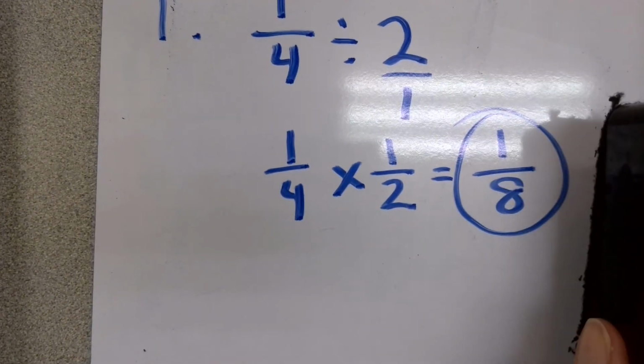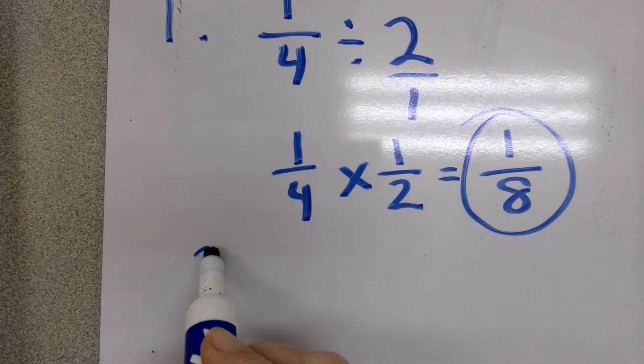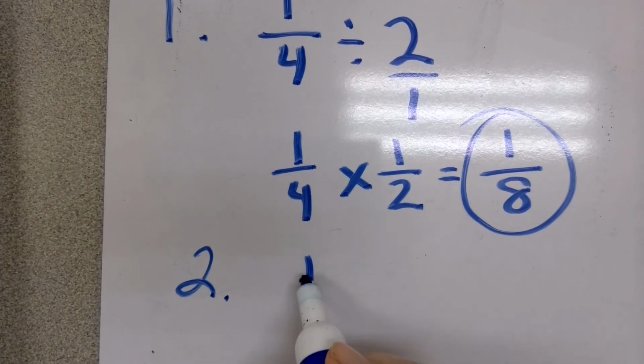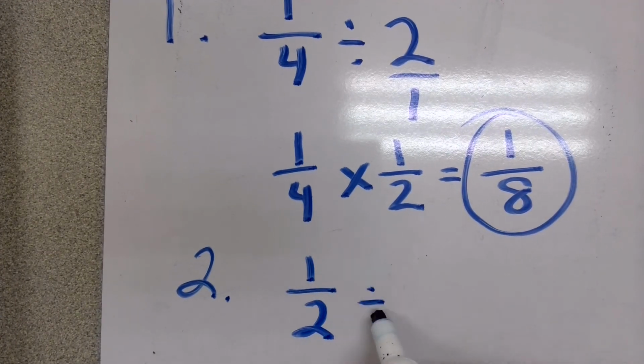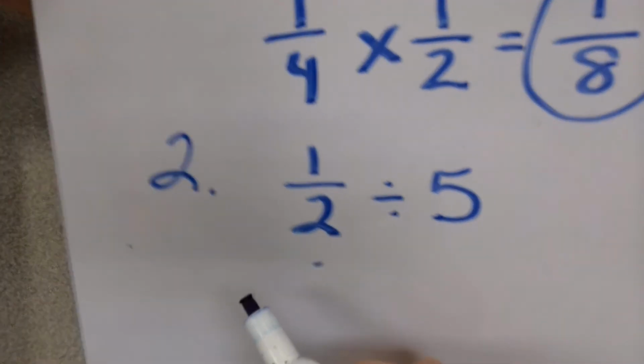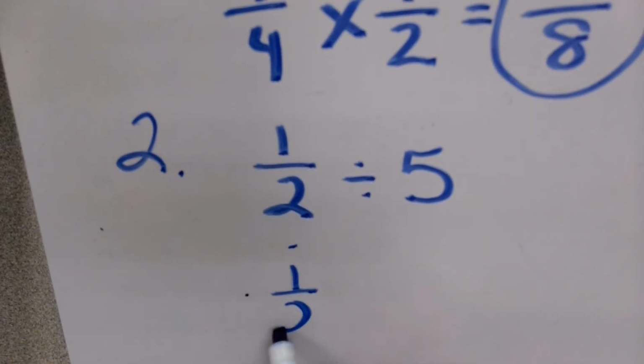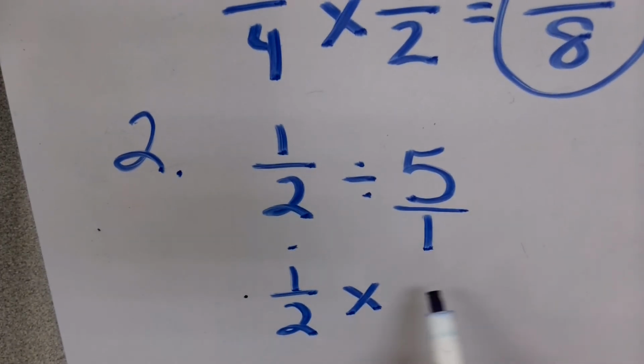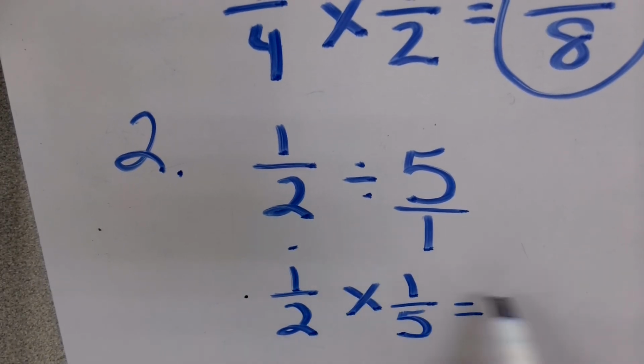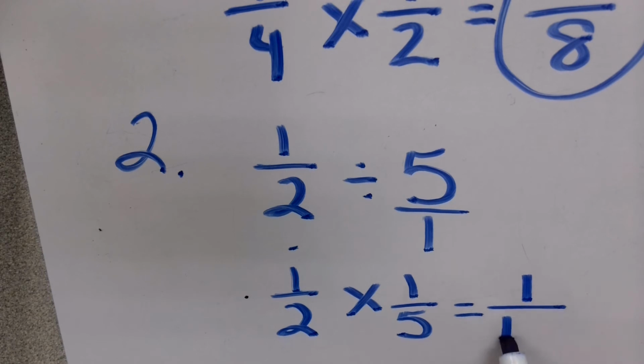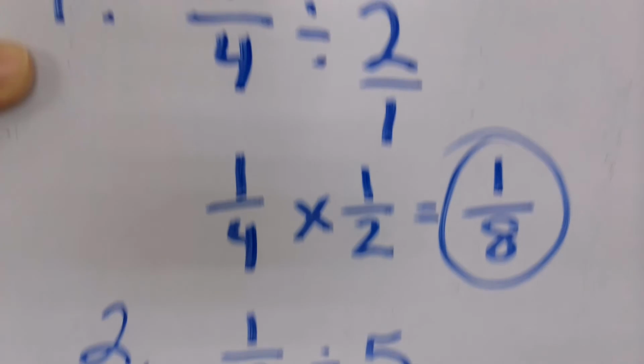Okay, let's look at number 2. Let's see if I can fit this in here. Number 2 is 1/2 divided by 5. Okay, so let's keep, change, flip. We're going to do 1/2. Keep it. We're going to change that. Remember, this is actually this, so we're going to flip that around to 1/5. So 1 times 1 is 1. 2 times 5 is 10. Therefore, 1/10 is our answer.